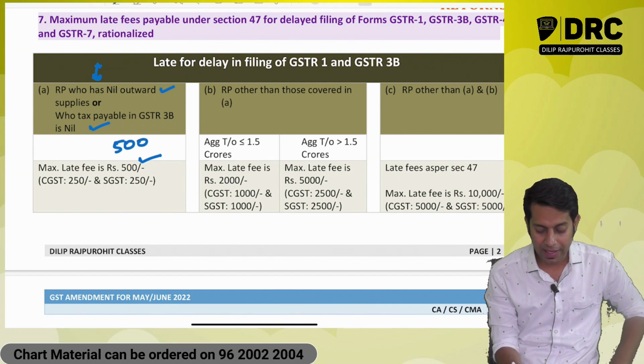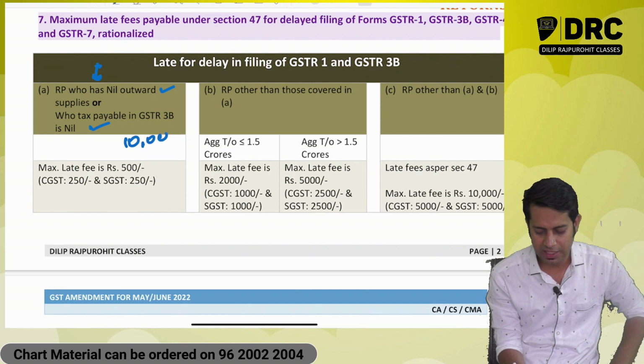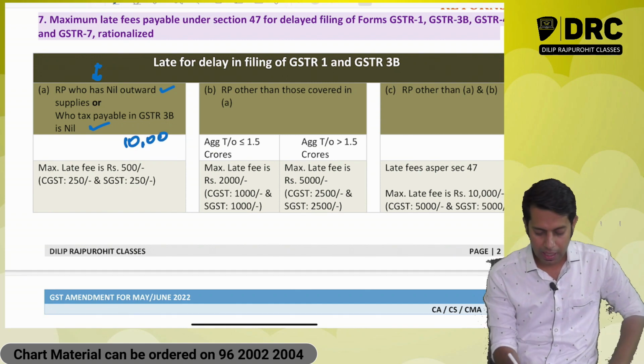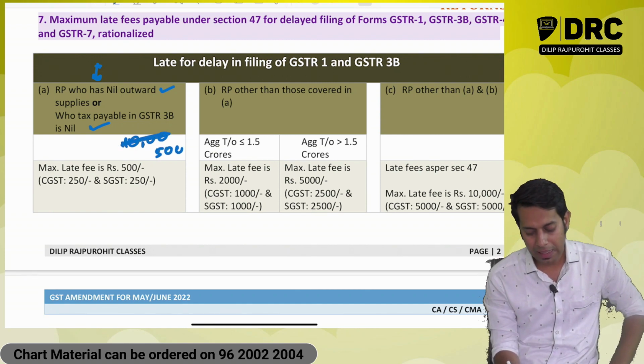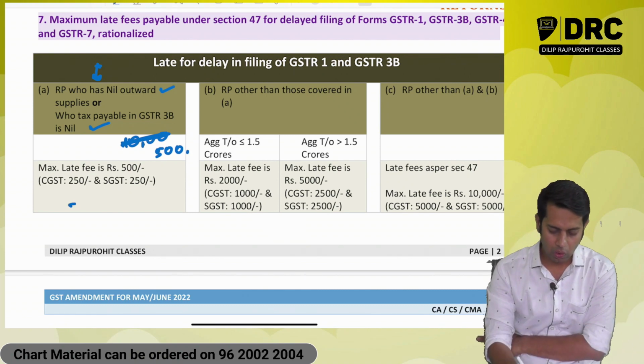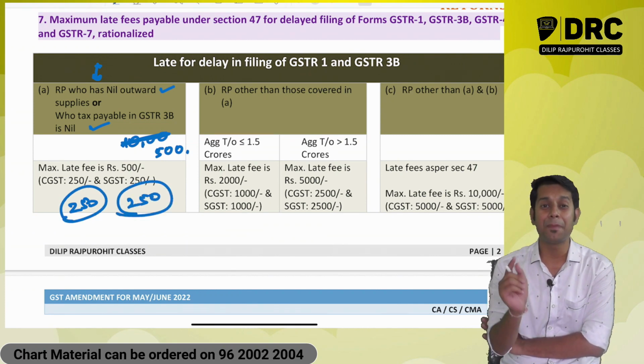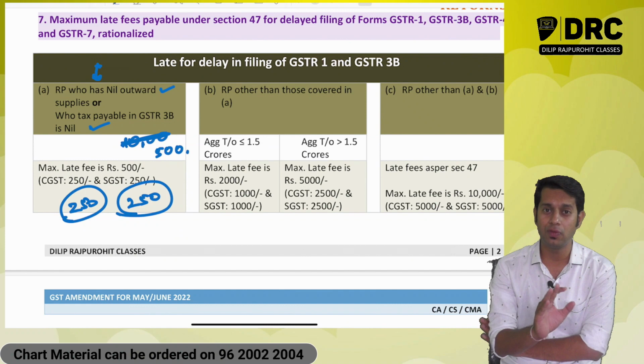Before it was 10,000 actually. When taken together, CGST and SGST, before it was 10,000. Now they are telling no, combined maximum amount which you have to pay will be 500 rupees. 250 under CGST, 250 under SGST. Please note, this is the maximum amount of late fee which you have to pay.